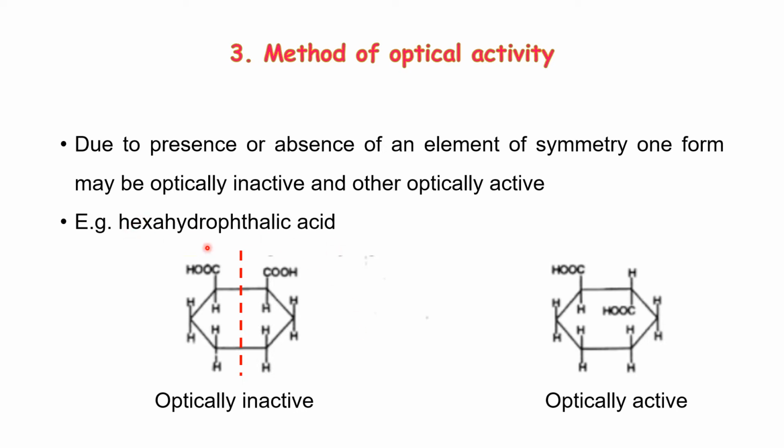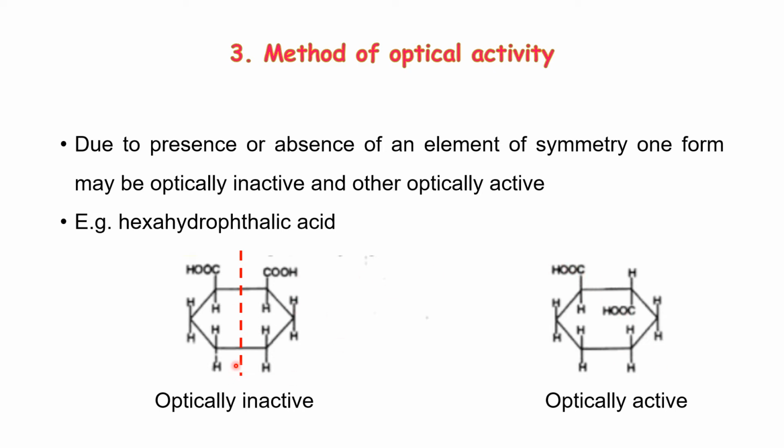The example we have here is hexahydrophthalic acid. As you can see, this is one isomer wherein two COOH groups are on one side, and this is another isomer wherein they are on opposite sides. So we can say this is the cis isomer, and this is the trans isomer.